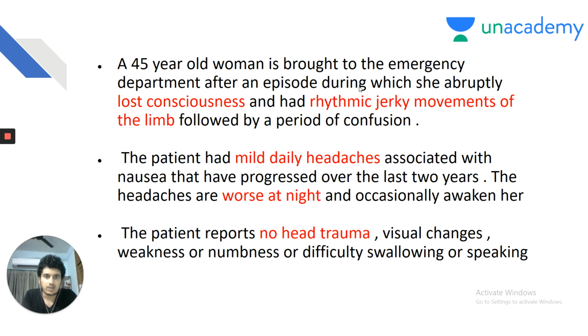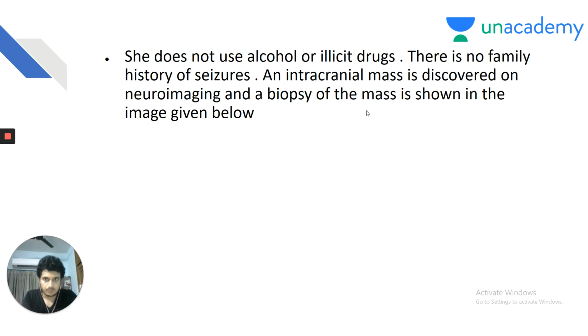So, headache in a premenopausal or perimenopausal female increasing at night time. The first thing I think of is meningioma. Meningiomas are more common in females of the reproductive age group or perimenopausal, and the headache is usually mild, they enlarge, and they are worse at night, so I think of meningioma first. Like I already said, you must think of the common things first, then you think of the rarer things. She does not use alcohol or illicit drugs. There is no family history of seizures.